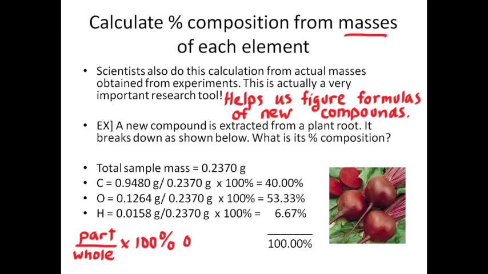We're going to remember the part divided by the whole times 100% for each component. So if we have 0.9480 grams of carbon and our whole sample was 0.2370 grams, part divided by whole times 100%, 40%. Do the same thing for the oxygen, the same thing for the hydrogen, and it should add up to 100%.